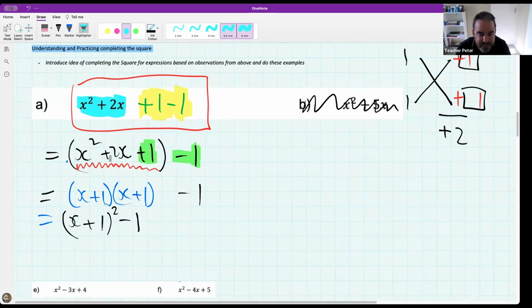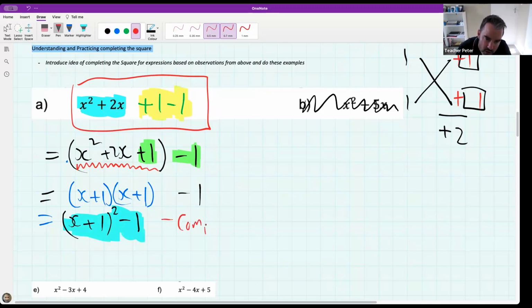Then we factorized this. But you know what? I've ended up with a perfect square minus 1, which is exactly the same as x squared plus 2x. And that process is called completing the square.